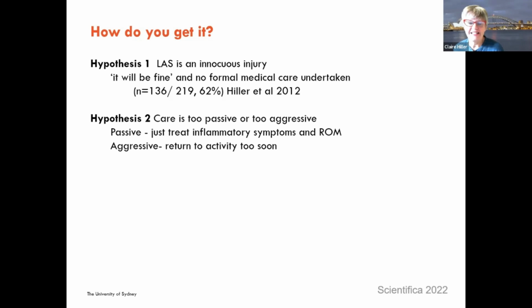Another hypothesis is that sometimes the care is too passive. So people do actually go and seek care, and in Australia, they get ice, elevation, and are told that once you can hobble around on it, that's fine and it'll get better by itself. Or the opposite, which happens mostly in athletic populations: the game is really important, we have to get you back on the field, and you get returned to activity too soon.